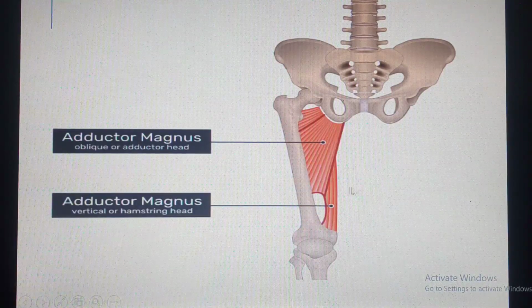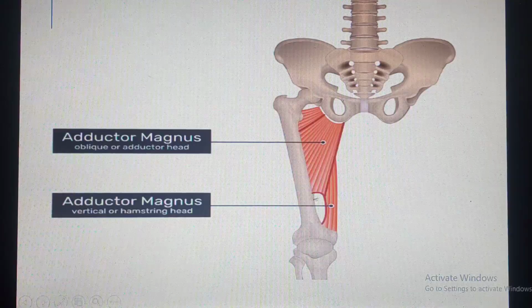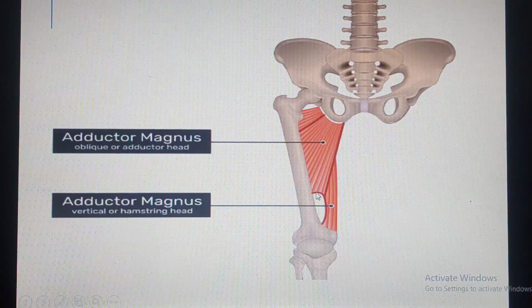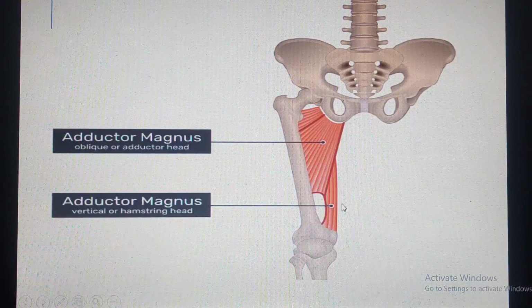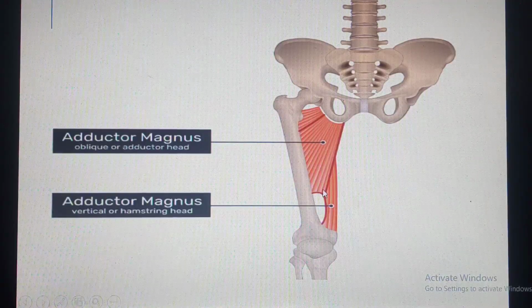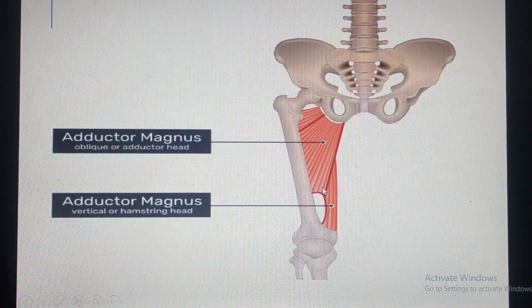adductor magnus muscle. But you realize that there is a small opening over here, which is very important. It will serve as the exit point for the structures which were in the femoral triangle and the adductor canal: femoral artery, femoral vein, the saphenous nerve, the nerve to vastus medialis. All those will be going through this area, exiting to the posterior part of the thigh. So that is that for you regarding the adductor magnus muscle.